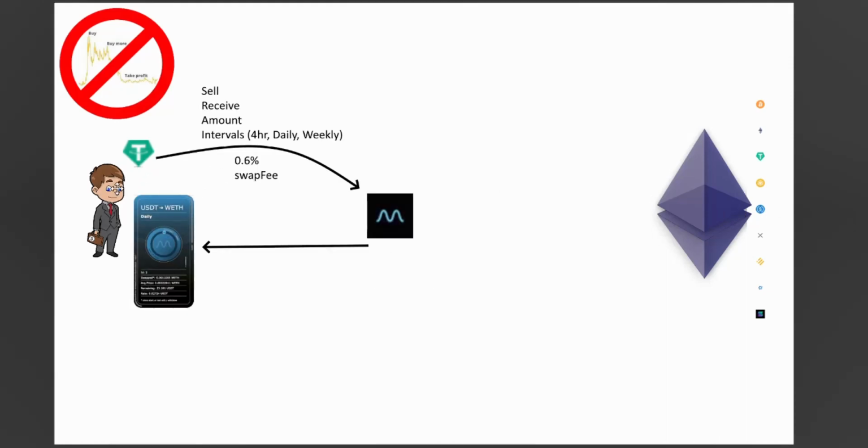Now, what does he do? He goes to mean finance and he does those selection things that I showed you at the start of the video. So he decides what he wants to sell, USDT, what he wants to receive, Ethereum, right? How much USDT he wants to do, and then what the intervals are, like how frequently he wants to do it. And then of course, because of these two numbers, he will also have a parameter inside his position that says how many swaps need to be done, right?